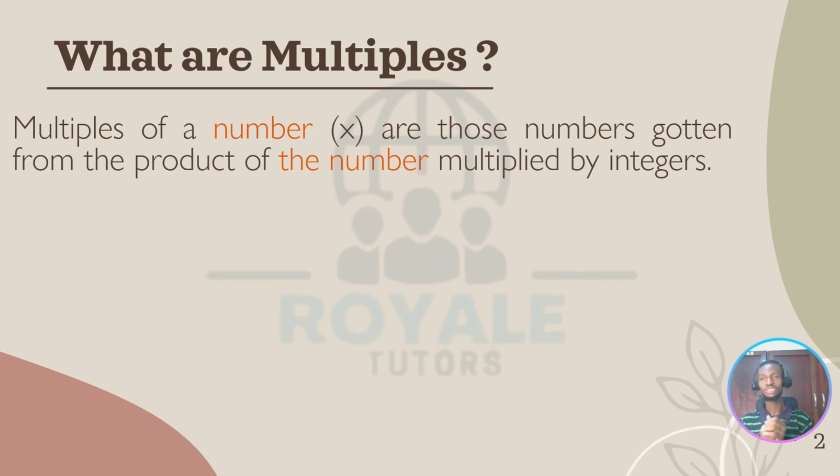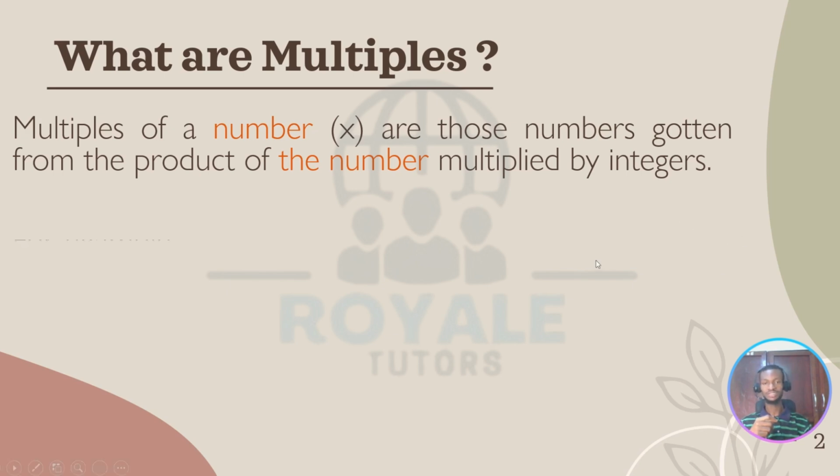That is, when you multiply a particular number by 1, by 2, by 3, by 4, by 5, by 6, by 7, by 8, and so on and so forth, you would be able to generate the multiples of that particular number. So that is what it means by multiples.